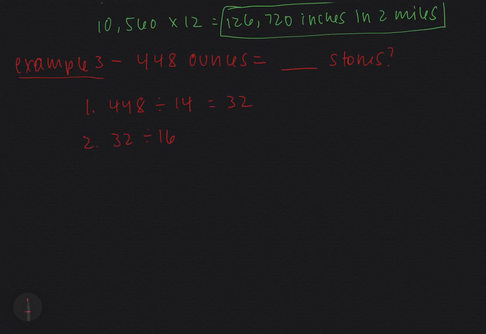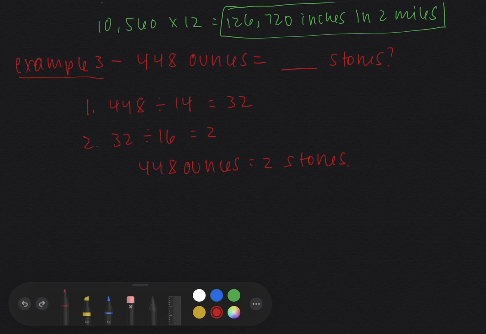So first, we converted it into what we would do for stones, and now we're doing it for what we would do for ounces. And we're going to get 2. So we have 448 ounces is equal to 2 stones. And to check your answer, you could do it the opposite way too. So you could say, well, undo this. So yes, 448 ounces is equal to 2 stones.